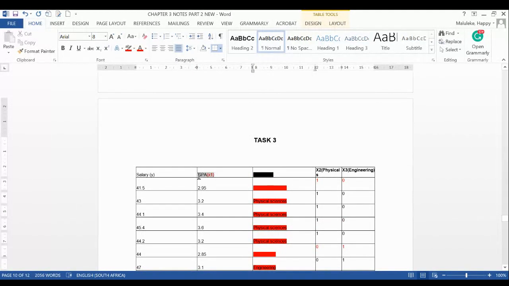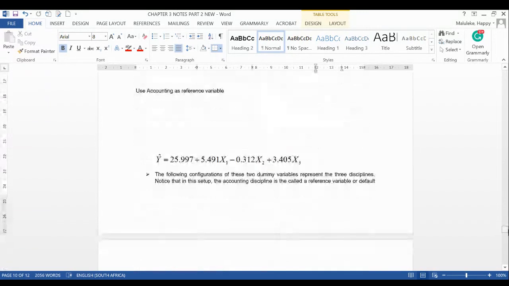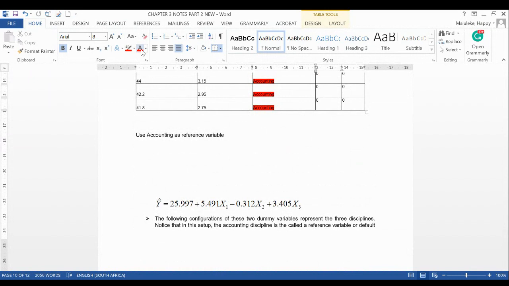Now, what you're going to use is this one as your variable. GPA, X2 will be what? Will be this physics part. X3 will be engineering. So you're going to use GPA, X2, and X3 because you converted this one, which was categorical, to numeric. So whenever you run the model, you only going to use these three. I repeat, whenever you interpret physical science, you must reference what? You must reference accounting.